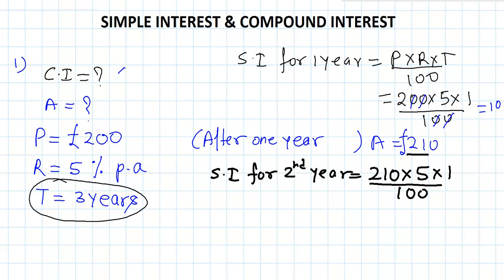Is that okay? So zeros and zeros cancel. What is 21 times 5? 105. 105 divided by 10, that is 10.5. Okay, it is 10.5. Now, what will be the amount here now? What will be the amount here?